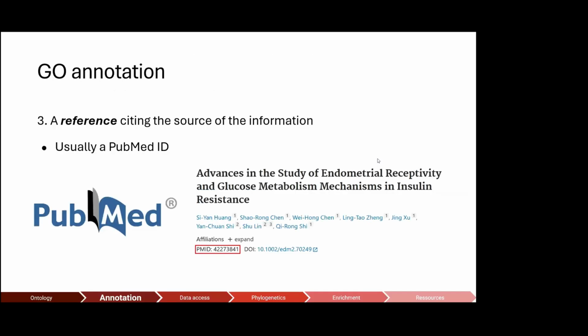The third part of a GO annotation is a reference that cites the source of information, and usually it's a PubMed ID. So each time we curate, as curators, we associate the GO term with the protein, and we add the PubMed ID where the information comes from.